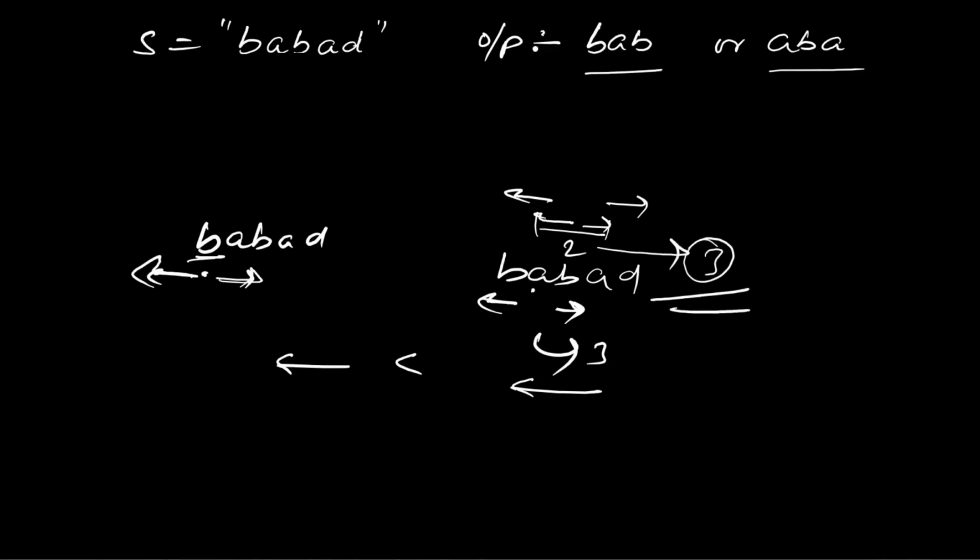Okay. So in the worst case, we will always find a substring of length 1 which is a palindrome. So our answer will always be greater than or equal to 1.